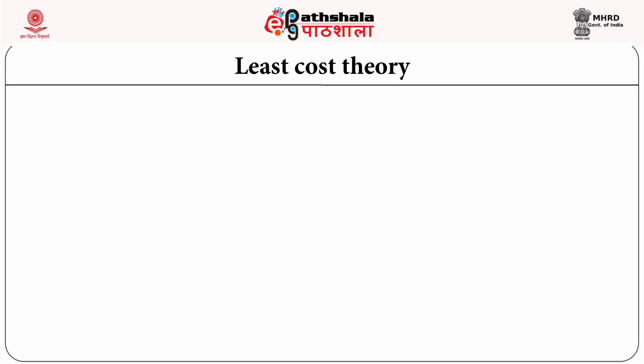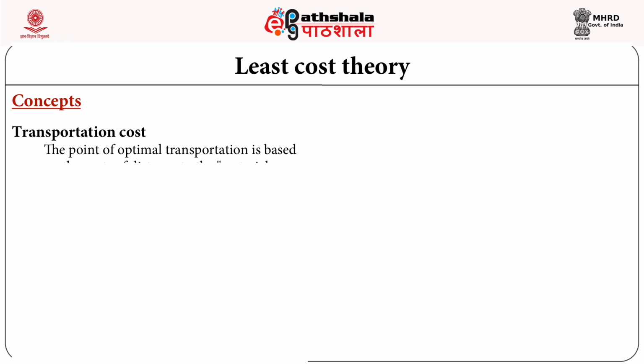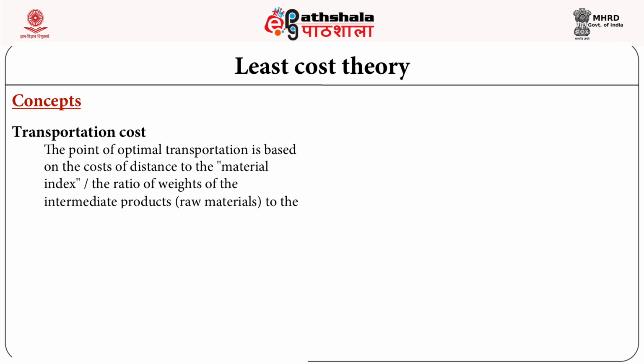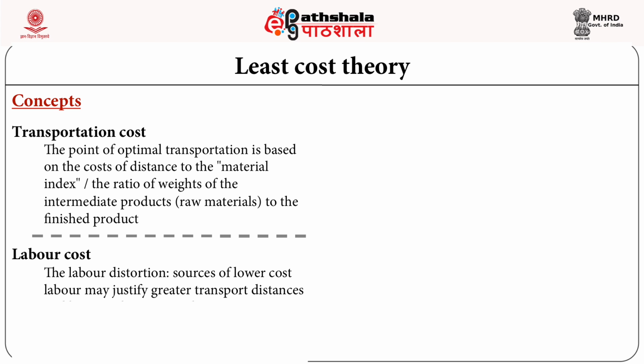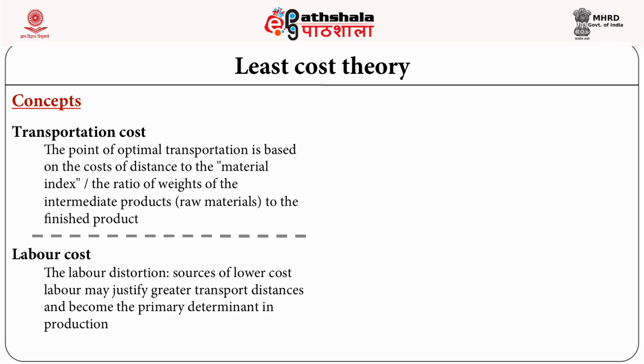Now, the concept of this theory was that the point of optimal transportation is based on the costs of distance to the material index, or the ratio of weights of the intermediate products or raw materials to the finished product. This was the concept relating to transportation cost. The concept relating to labor cost was that there was a labor distortion: the sources of lower cost labor may justify greater transport distances and become the primary determinant in production.